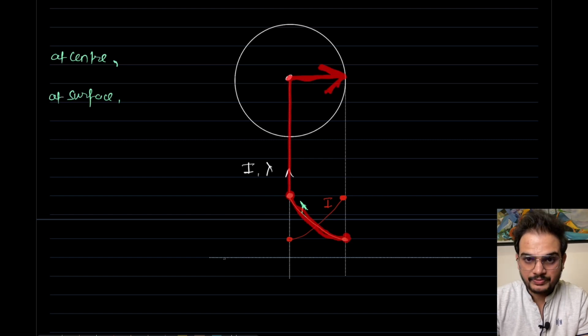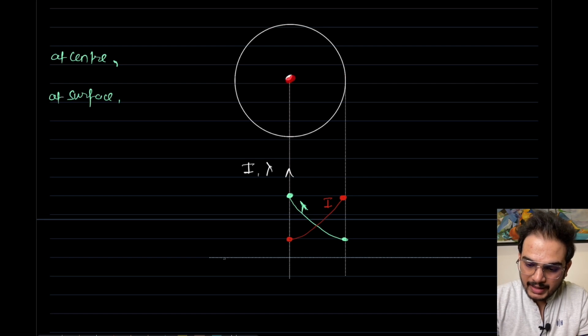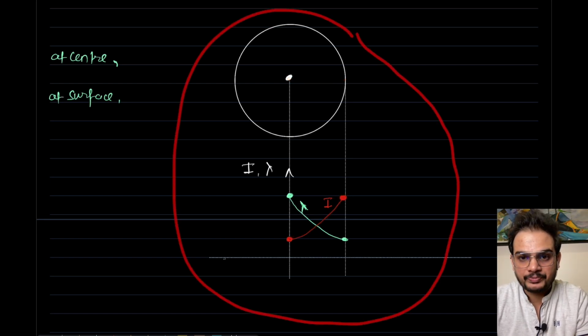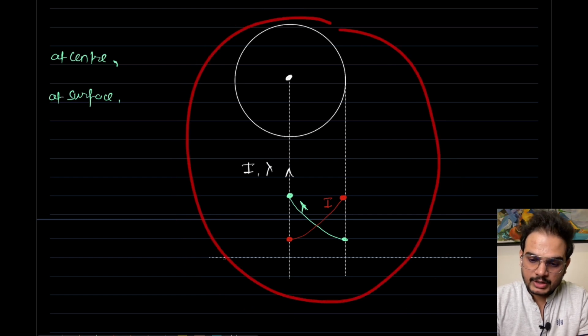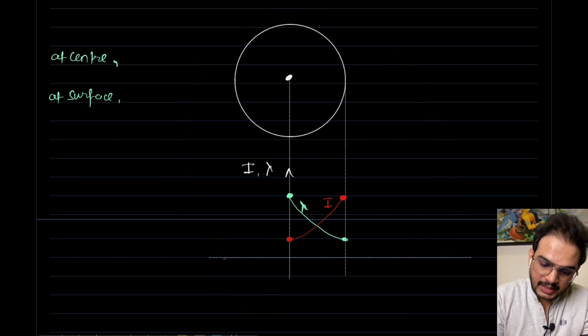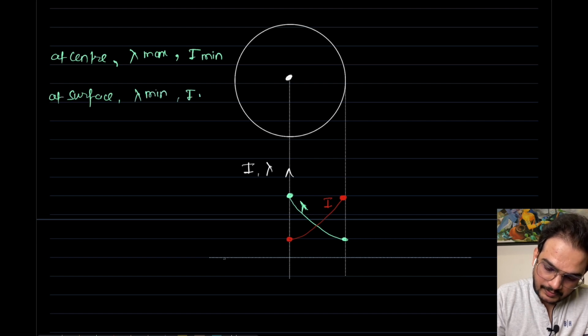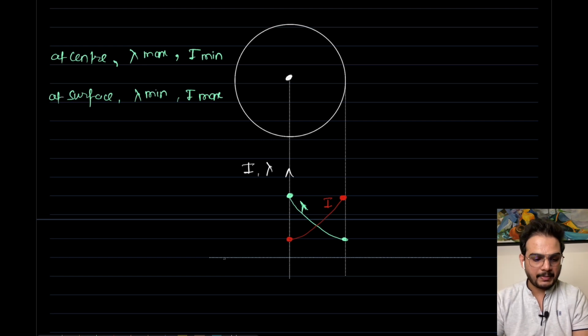Now at center my current is what? Minimum. At center my current is minimum, and as I move towards the surface from the center, my current is getting increased. This is how I can represent total skin effect with this diagram. So at center, flux linkage is maximum and current is minimum. At surface flux linkage is minimum and my current is maximum.